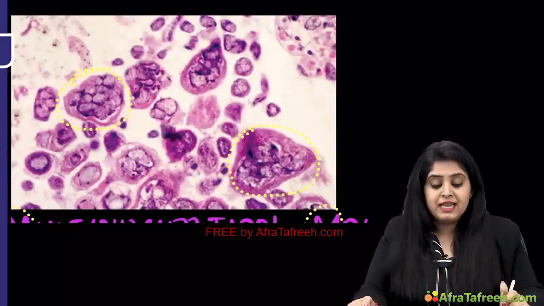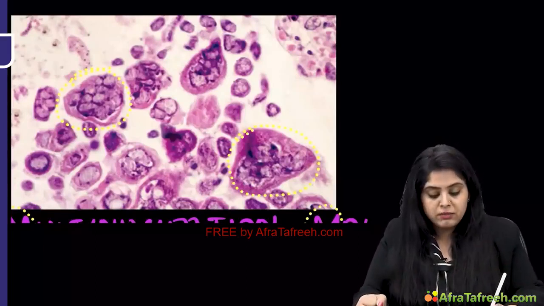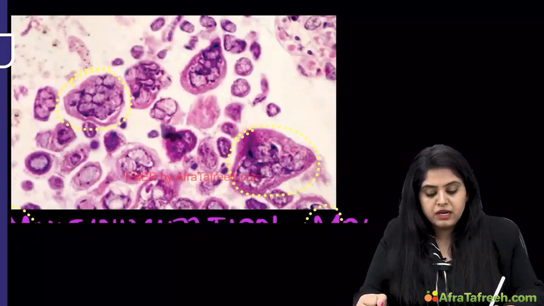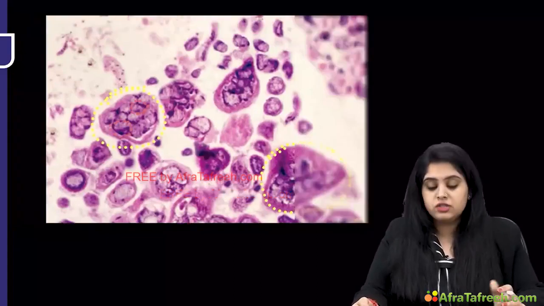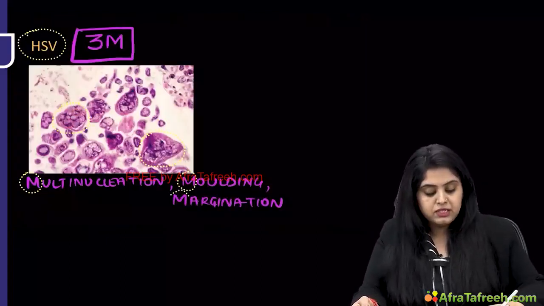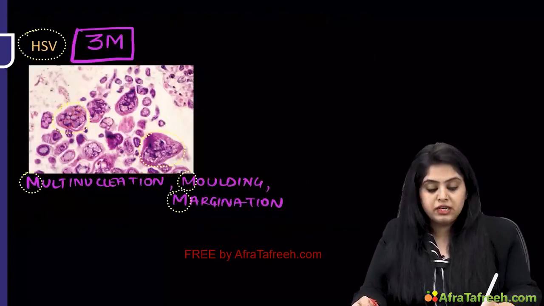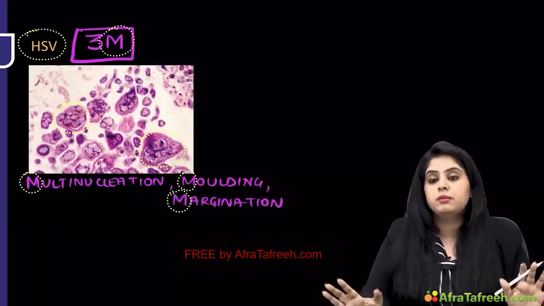That is molding. And finally, what is margination? Look at the margin. The margin is always darker. The margin is always darker. So that is what you see as margination. So please remember, there is multinucleation, molding and margination. And as soon as you see these 3 M's, you're talking about herpes.